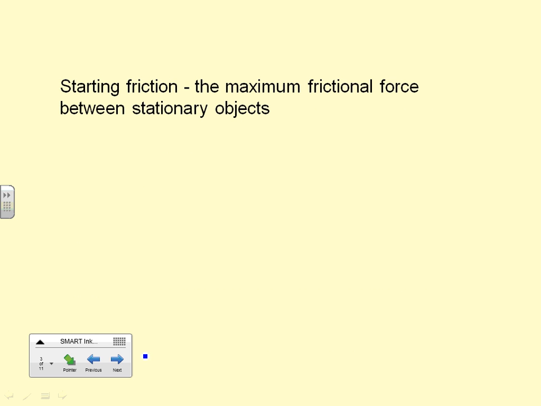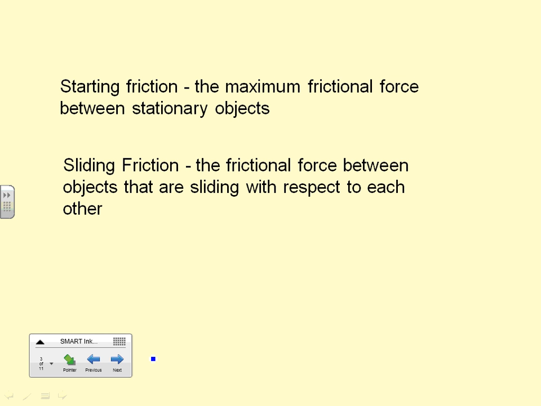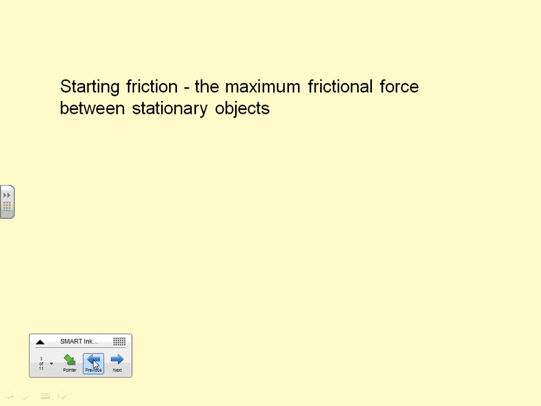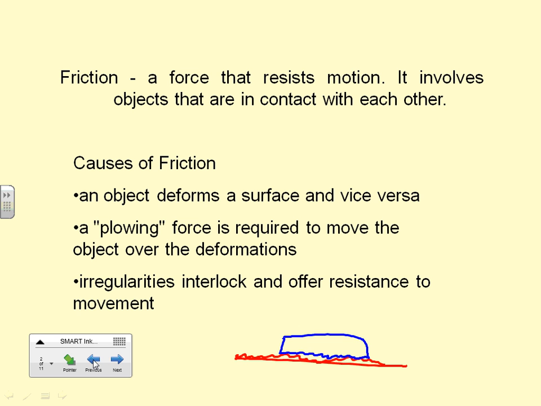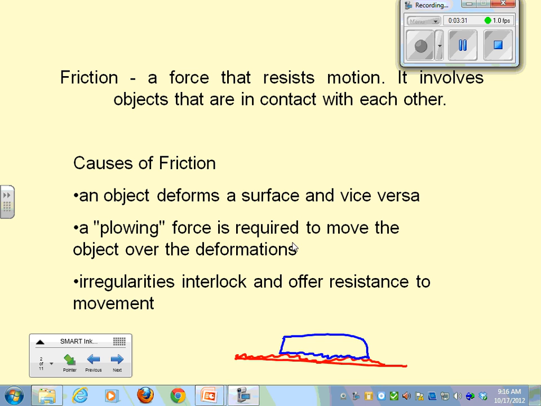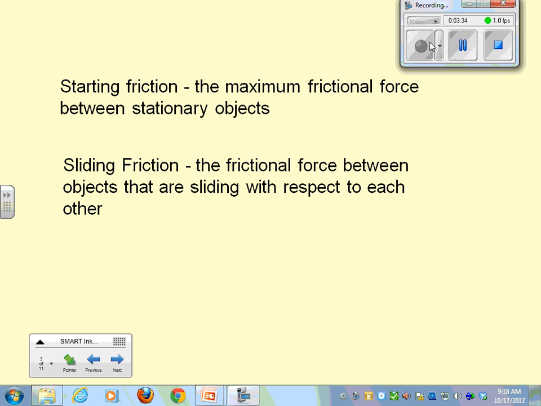So you should know the difference between starting friction and sliding friction. Starting friction is the maximum frictional force between stationary objects. So when you are ready to push something, right, it's at rest. When you push, it's starting friction that is there. That's the maximum frictional force. And then once you get the thing moving, you are moving into sliding friction, the frictional force between objects that are sliding with respect to each other.